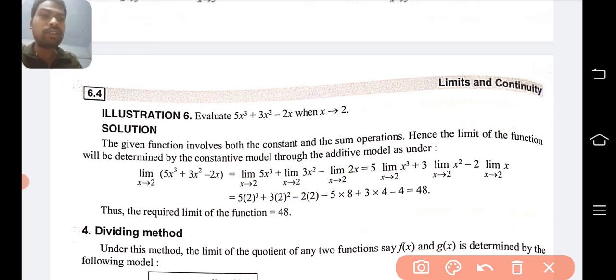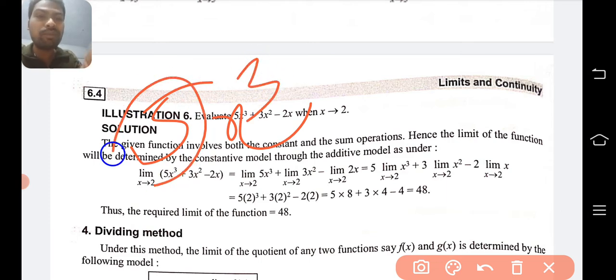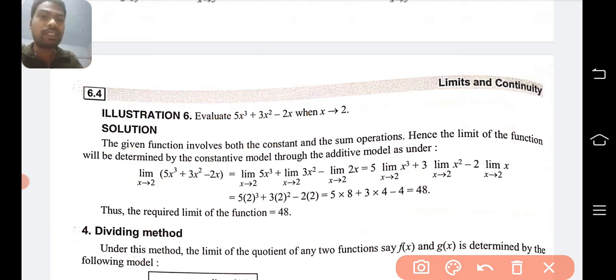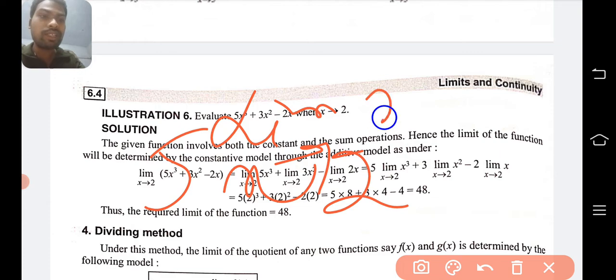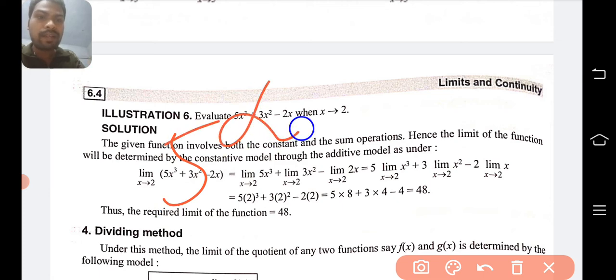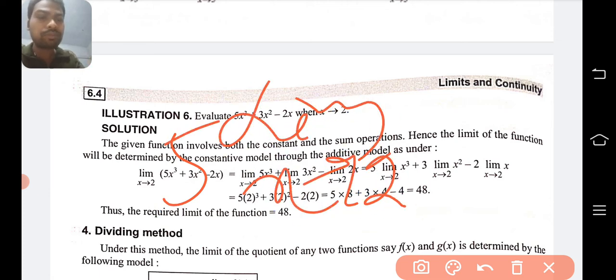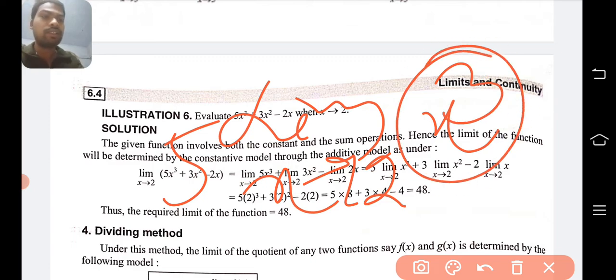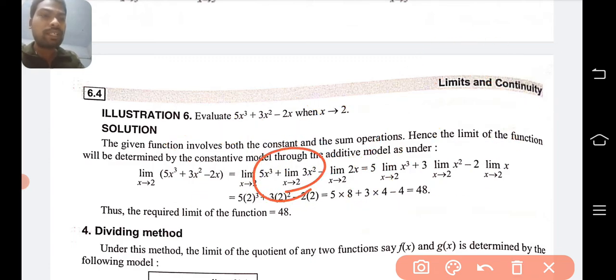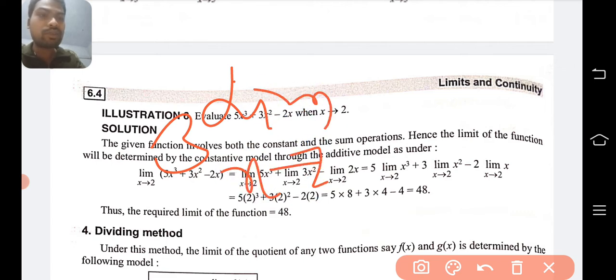So here again your constant theorem is applied, because here the term is 5x cube. So you have to take this 5 outside. Then what will happen? This is 5 limit x tends to 2, x cube. Clear? So for this term also we can get through your constant theorem, that is 3 will be taken outside, and then we will put the limit x tends to 2, x square.